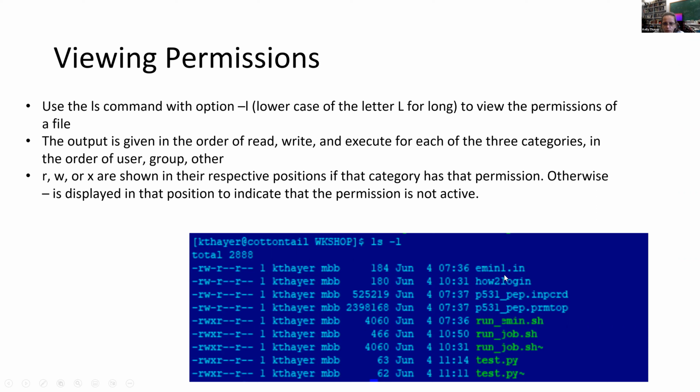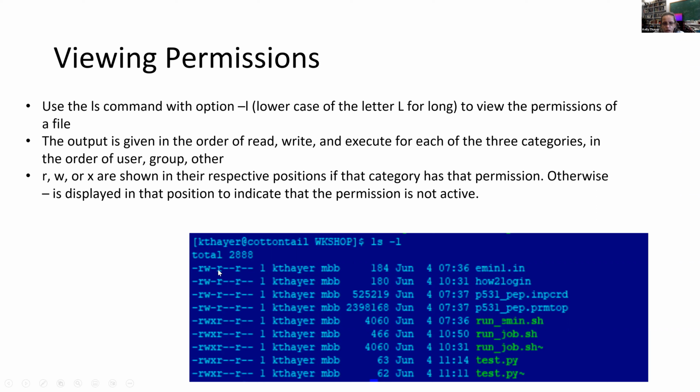So this means that for a file called emin1.in, this happens to be an input text file for an energy minimization. I have read and write permissions, but no execute permissions, which is fine because it should be just a text file. It's a text file to be ready to configure or run. So I wouldn't need to be running the file itself. And then it goes UGO, this is user, right? Next three are for group.